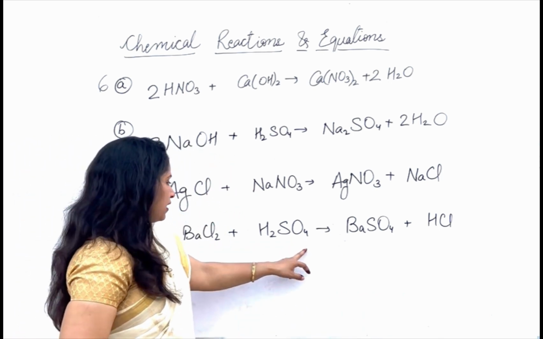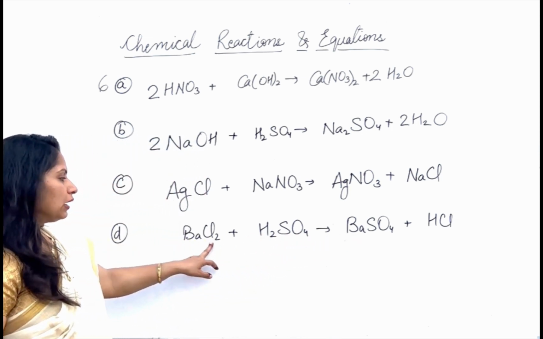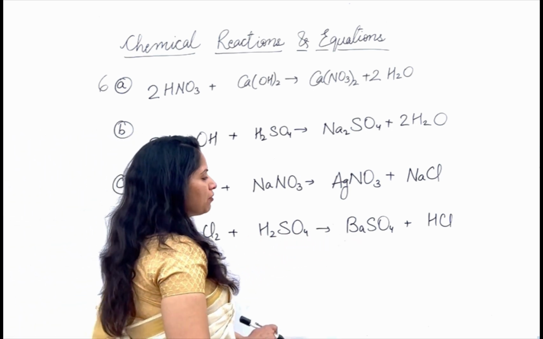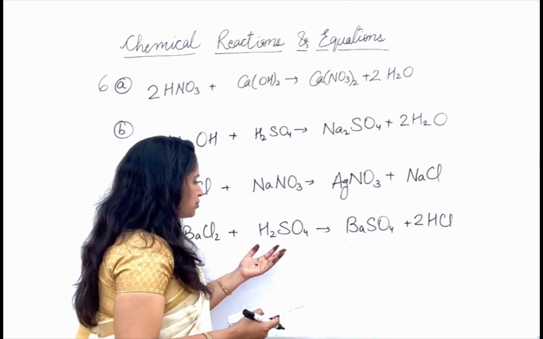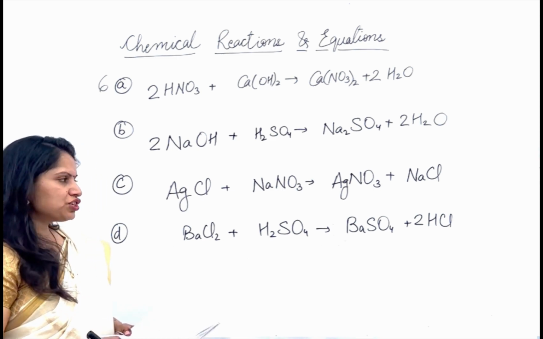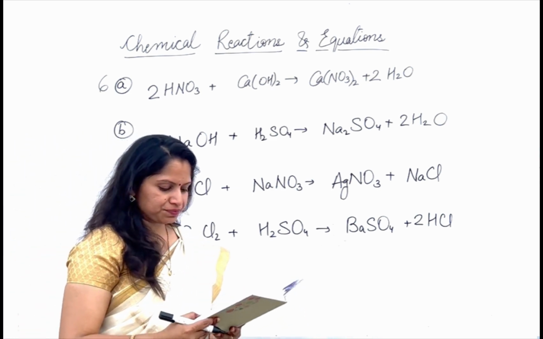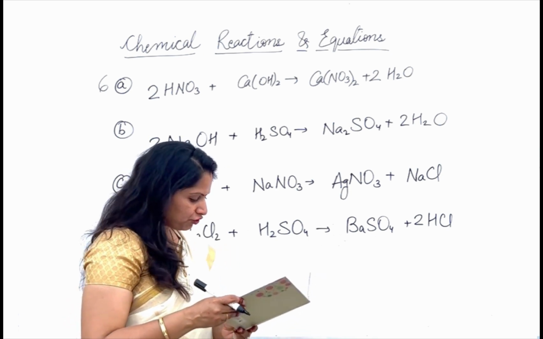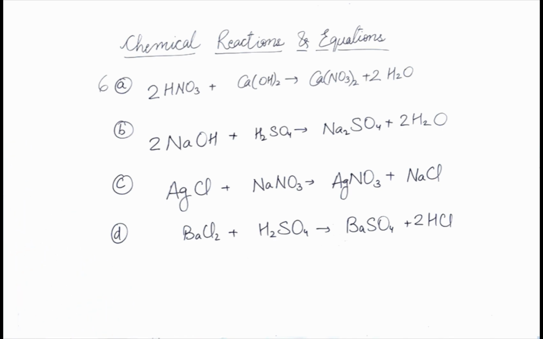So sulfate is balanced, barium is also balanced, hydrogen it's 2 here, chlorine also it's 2 here. So we have to take 2 HCl molecules that side. Okay, so now it's a balanced chemical equation. Which type of reaction is it? It's a double displacement reaction. Okay, I hope that is fine for everyone. Before we proceed to next question, just take a screenshot.